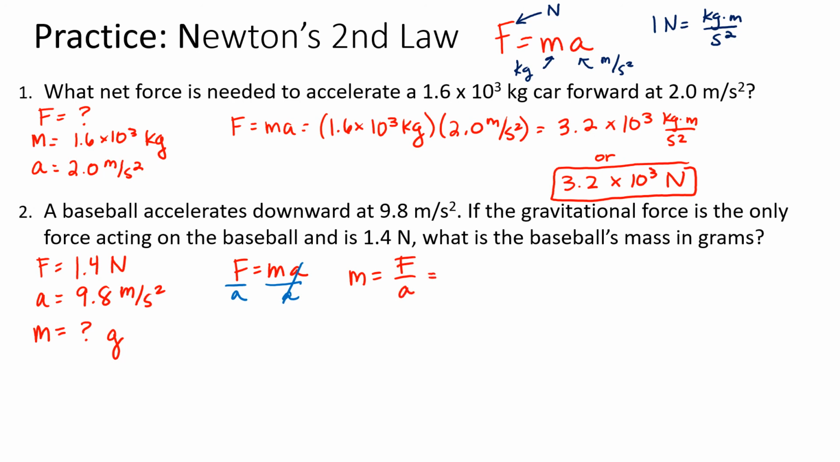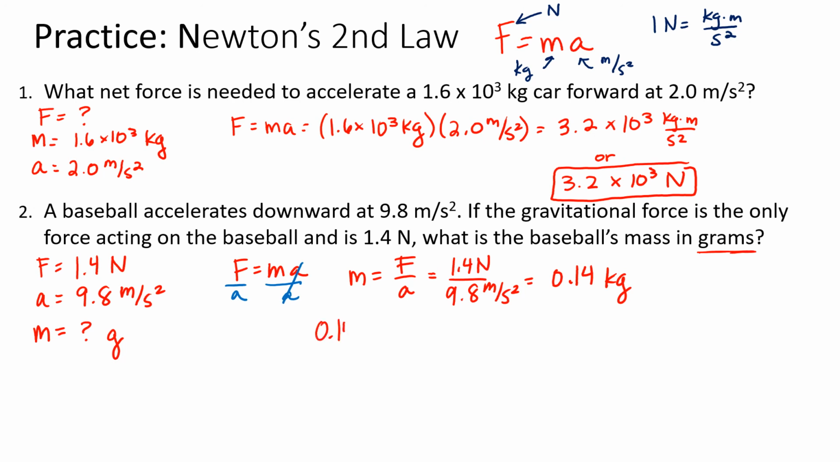All of my units are in the proper form to use this equation. So I'm just going to say 1.4 newtons divided by 9.8 meters per second squared. And this is going to give me 0.14 kilograms. Now, make sure you remember what the problem is asking. This problem specifically asks, what is the mass in grams? Okay, so we have to make sure to finish converting this to grams.